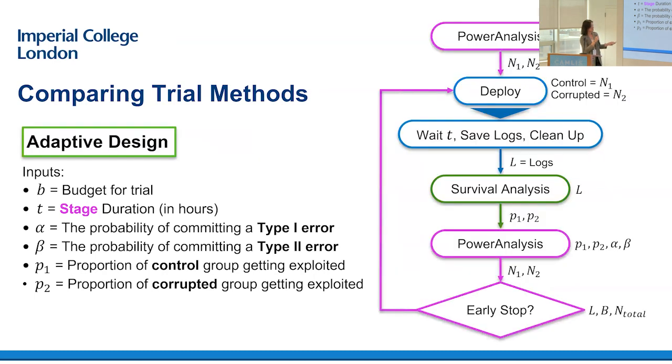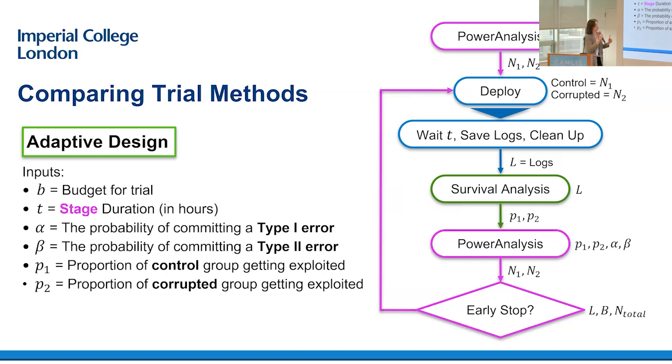What we changed is we added this survival analysis. So we said, that's great. We have these logs. Can we quickly scan through them, see if the events of interest occurred, and if they did, update our initial assumptions on the proportions of whether the control group got exploited and the corrupted group got exploited. And all we did was then update those values and put it back into power analysis in between the stages. So every stage, we're reassessing how many we need to deploy and then deploying that number to see if we can encourage infections. So that was the first change, right?